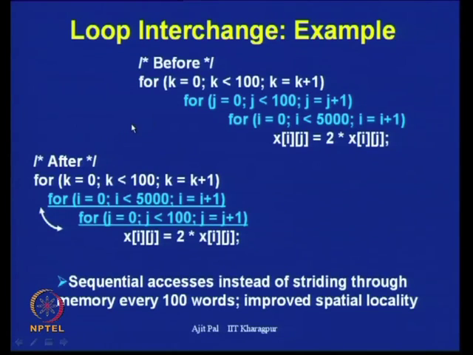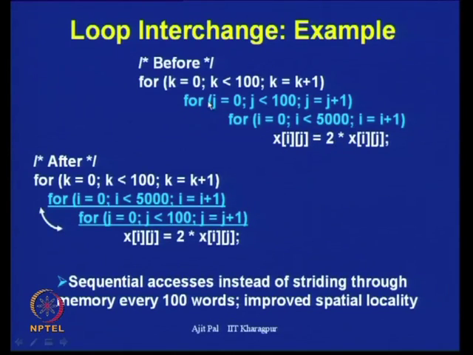Another technique is known as loop interchange. Here you can see the outer loop k is equal to 0 to 100, then j is equal to 0 to 100, and i is equal to 0 to 5000. That means you are accessing different elements of x[i][j], multiplying by 2, and then storing it back.